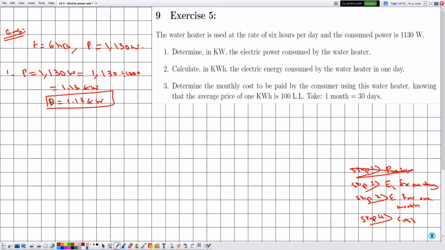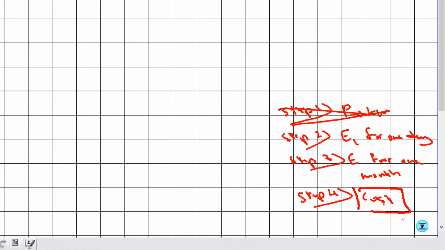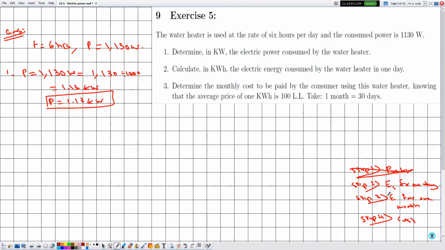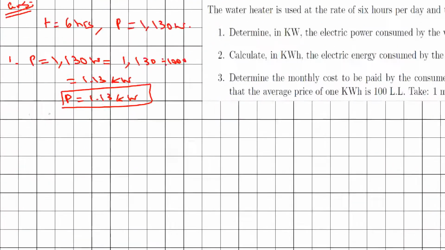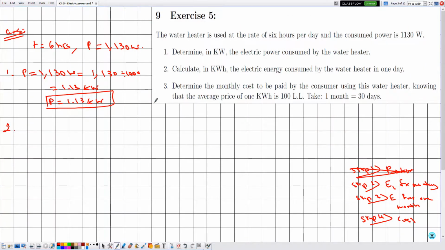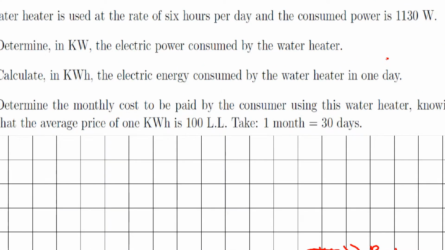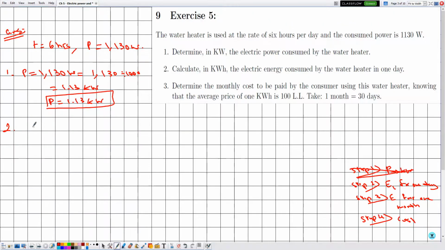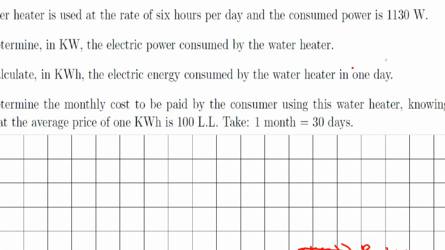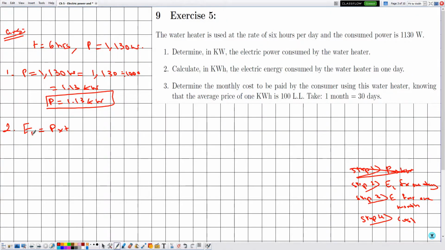So as you can notice, they don't directly ask me about step number 4. So these parts are in order for us to proceed in the following steps, okay? Now number 2, they are telling me to calculate in kilowatt hour the electric energy consumed by the water heater in one day. We are interested in determining the electric energy. The formula of the electric energy is given by E is equal to P times T. And they are telling me for 1 day, so the energy will carry the label 1.